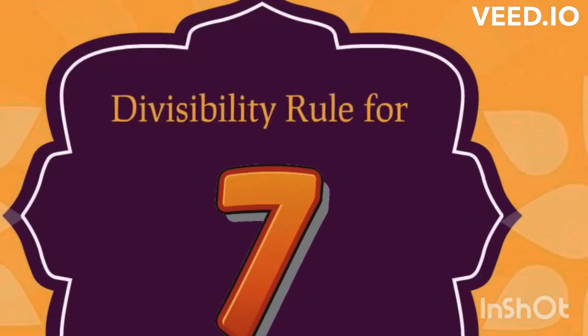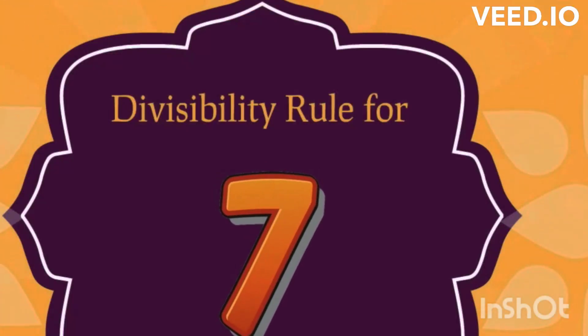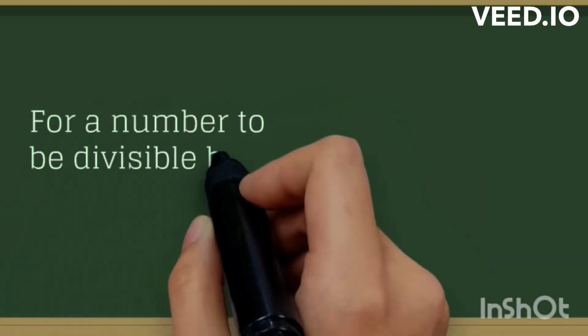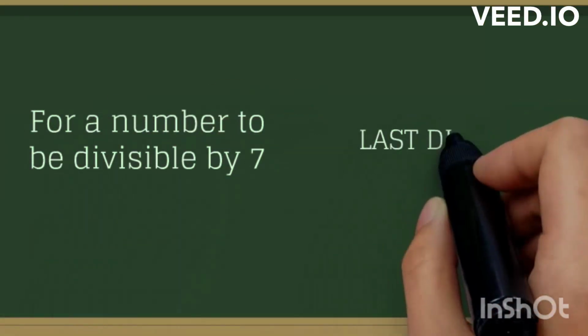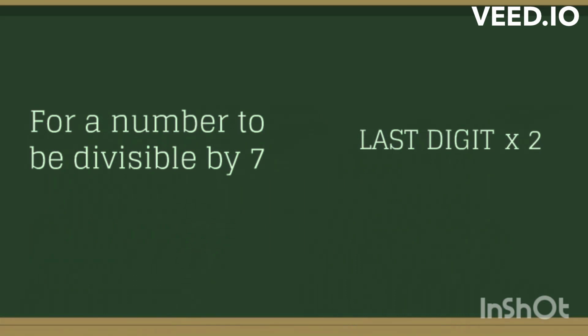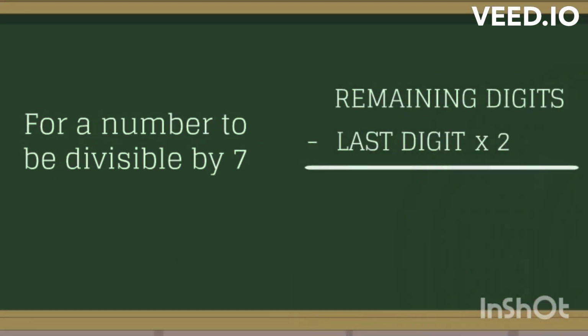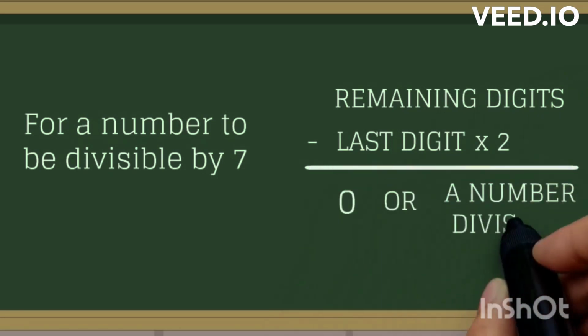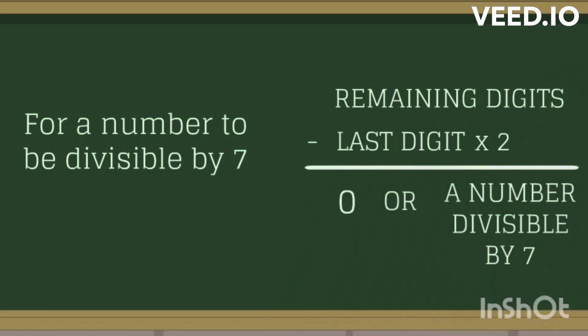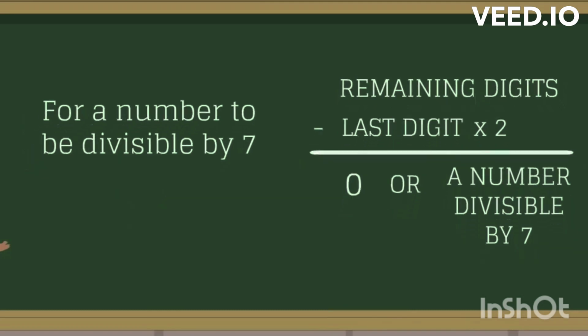Divisibility rule for 7. In the divisibility rule for 7, we first take the last digit and double it. Then we subtract the result from the remaining digits. If the result of this is 0 or any number that we know is divisible by 7, then the number passes the test. Let's take an example.